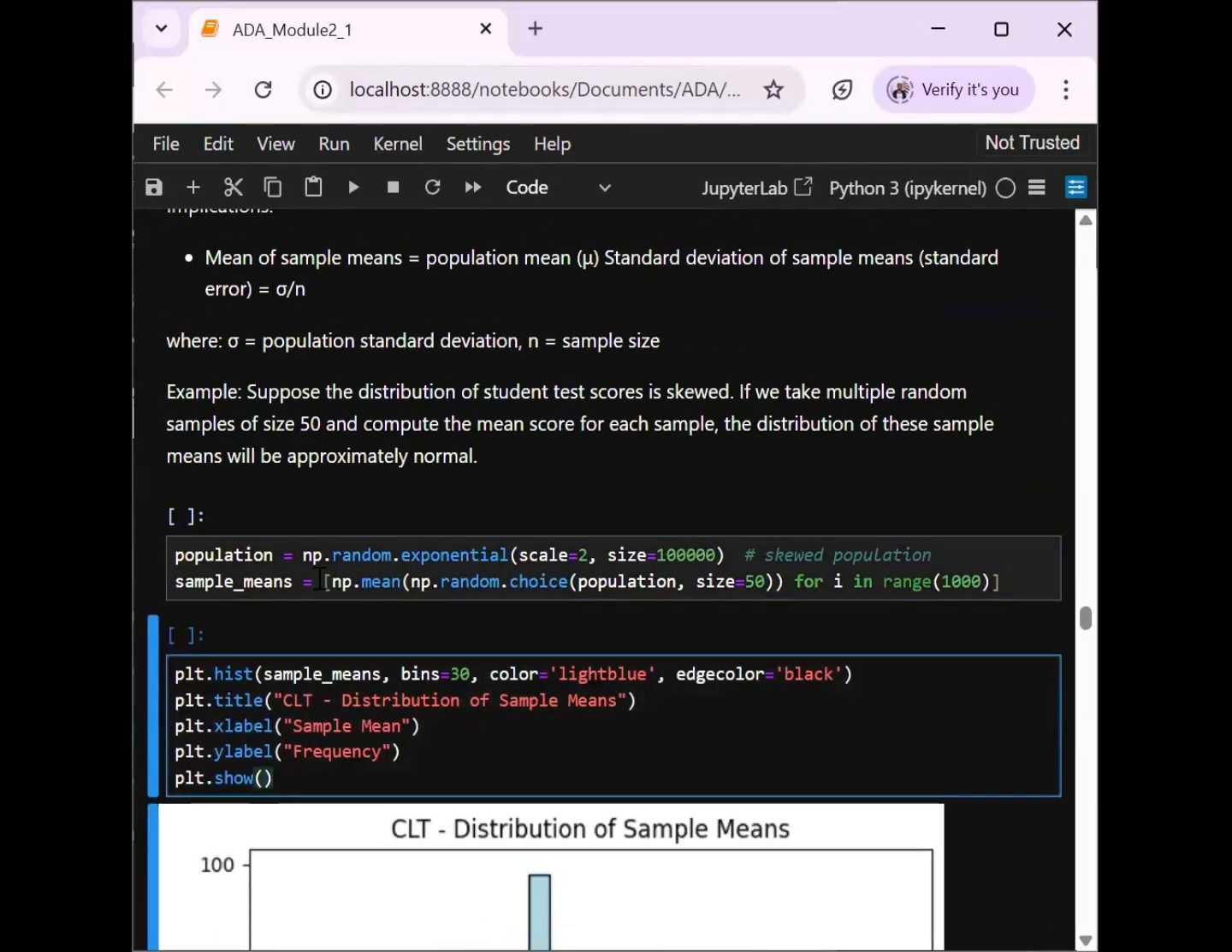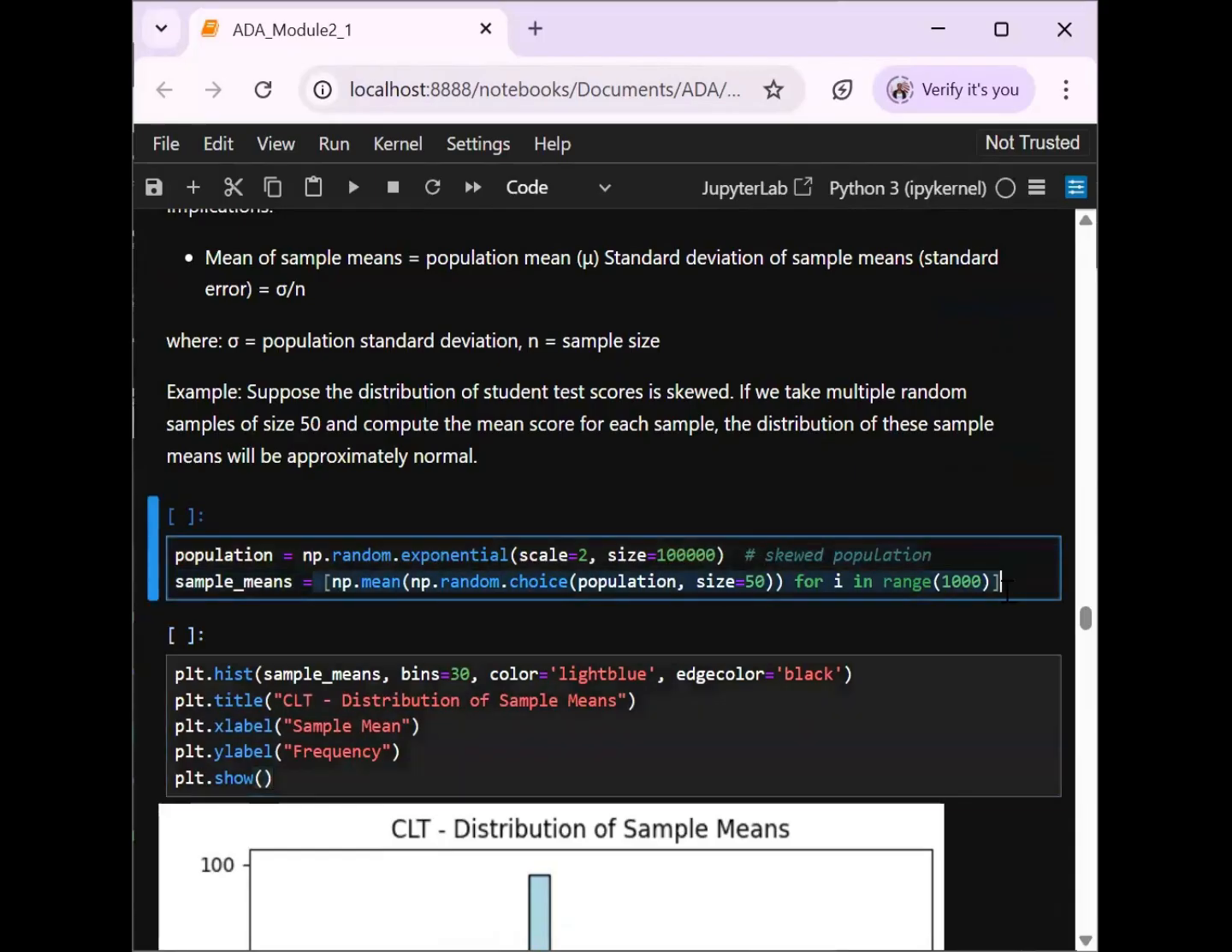So here we're using list comprehension. Instead of writing the for loop individually, we can use list comprehension, where we say take this action for every value in this range. This range is 0 to 999, which is actually 1000, so we want to do this 1000 times. We are taking random.choice, so random samples from this population.